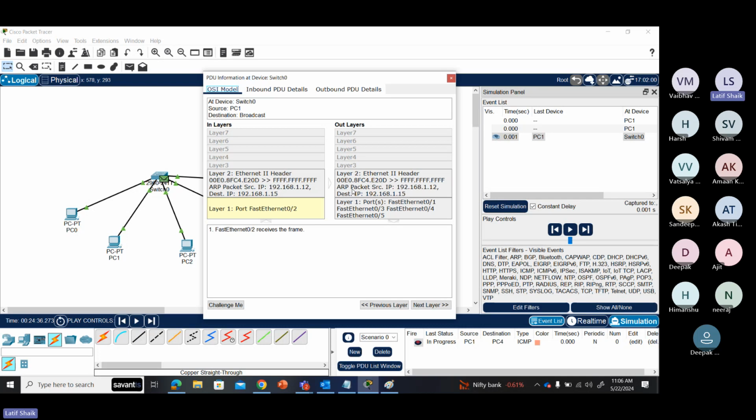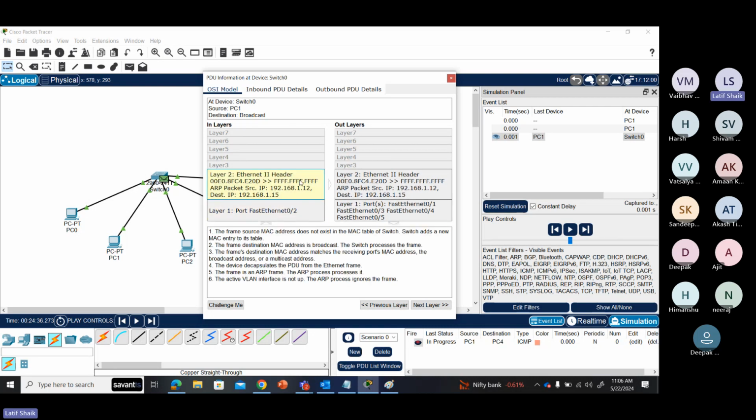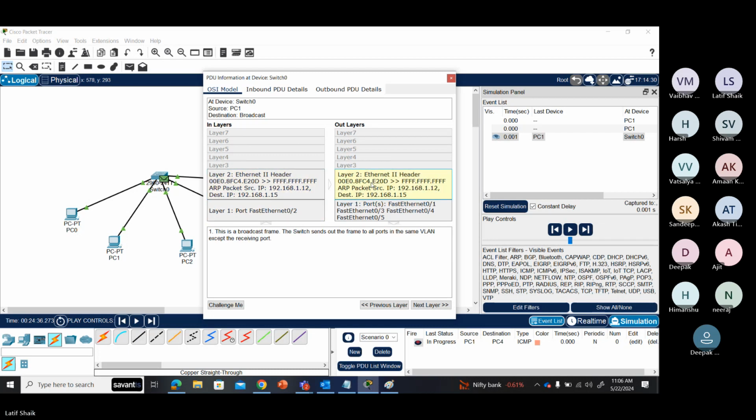Can you see this? Source MAC address, source IP, destination IP. Can you see the destination MAC address? Guys, can you see the destination MAC address? Yes, sir. What is the destination MAC address?